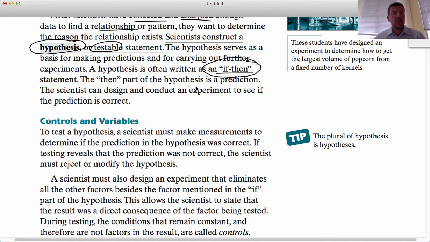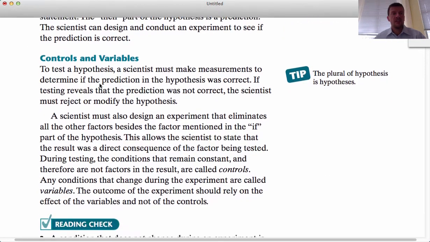You might write your hypothesis as an if-then statement: if something is going to take place, then you think something else is going to result. There's a cause and effect. All right, so just be aware of that.